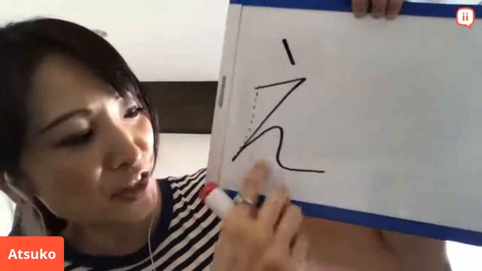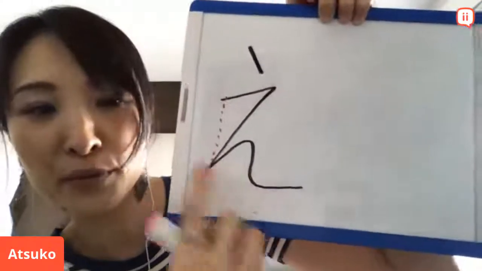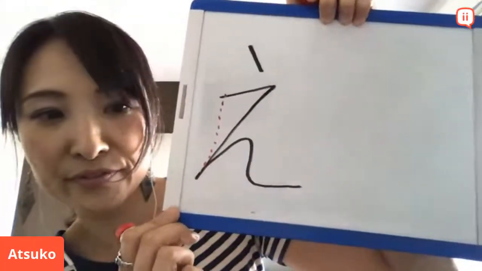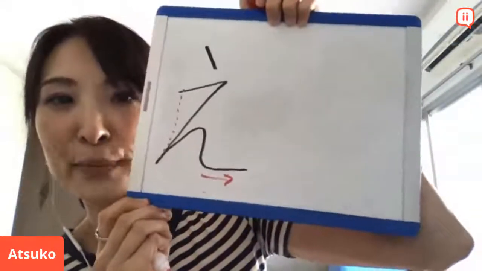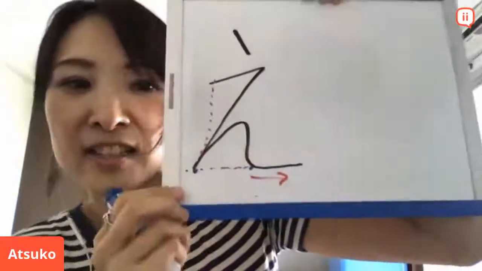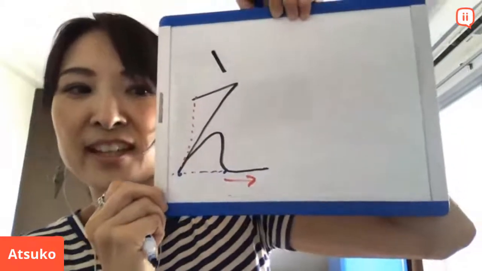And this square is 90 degrees, but this curve is very soft. Okay? And this line is straight, not go up. This point and this line are on the same line. Okay?